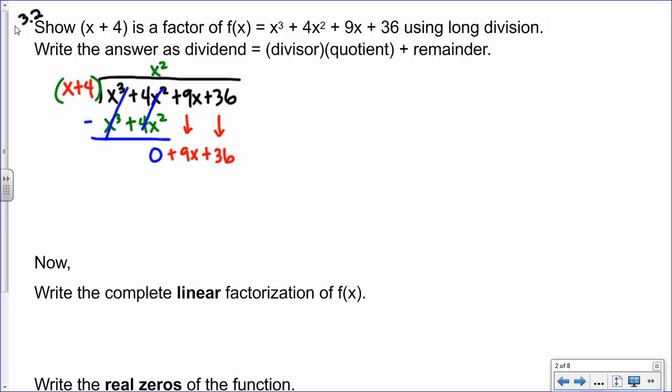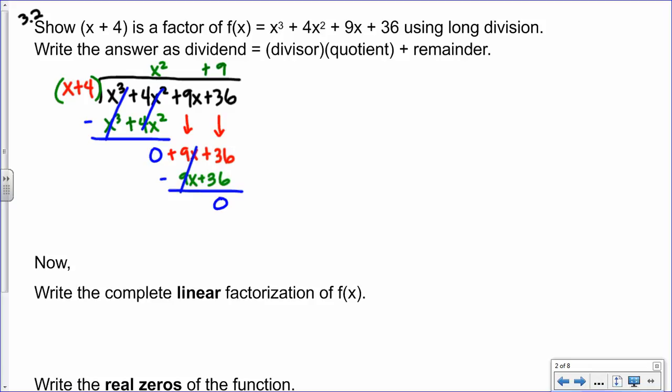Okay, so what would I multiply x by to get 9x? 9. So I'm going to put that over here. So I just basically don't have an x term. So that's 9x, and then 9 times 4 is 36. Okay, subtract down. 36 minus 36 is 0.